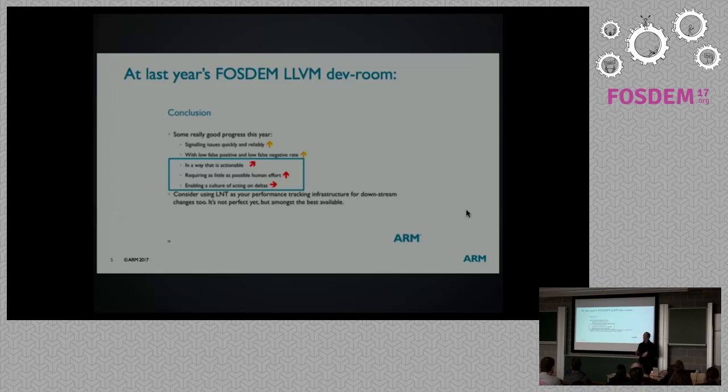Another property would be to require as little human effort as possible. Last year, my experience was that there was still a bit of improvement, but still not where we needed to be. And the last bullet point is that a continuous integration system should help enable a culture of everyone working, in this case on LLVM, to act on a delta. You committed something, because of that some correctness or performance regressed, and it's natural for you to go and act on it so that the regression goes away. My personal assessment last year was that we hadn't seen any improvements on that just yet, and it was still far from where we would like it to be.